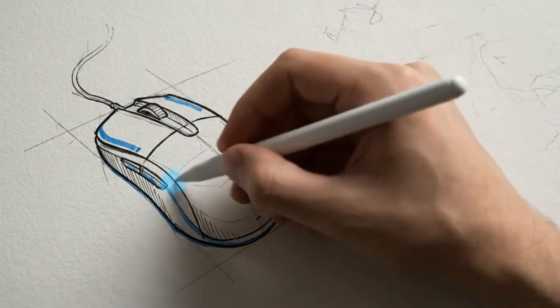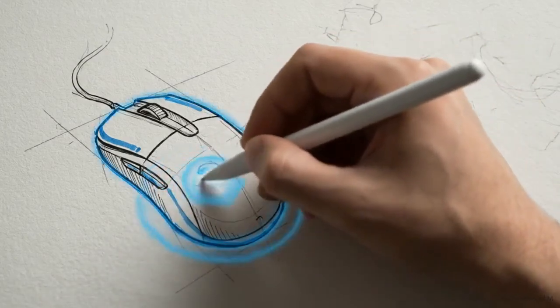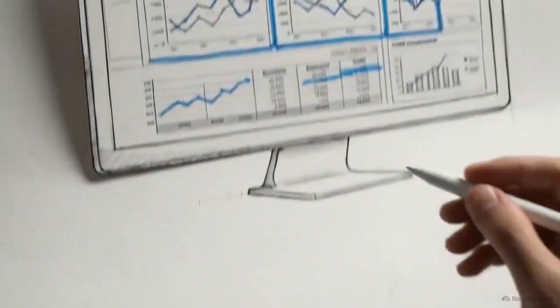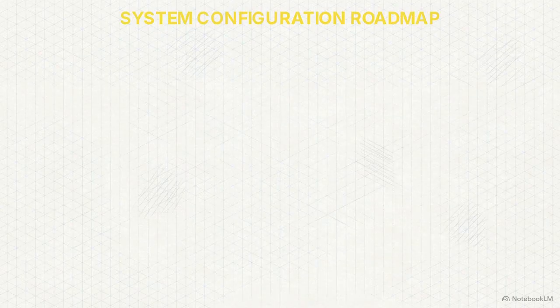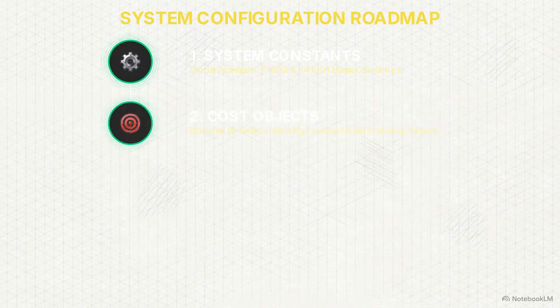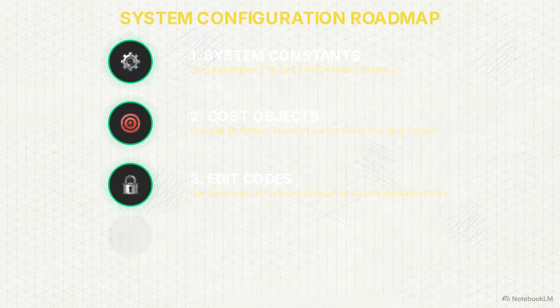To track revenues and expenses down to the specific customer, product, or activity level, we need to configure advanced cost accounting. This configuration relies on a strict sequence of steps. First, we activate system constants. Second, we define specific cost objects to track. Third, we enforce edit counts to protect data integrity. Fourth, we link these objects to the general ledger using automated rules.